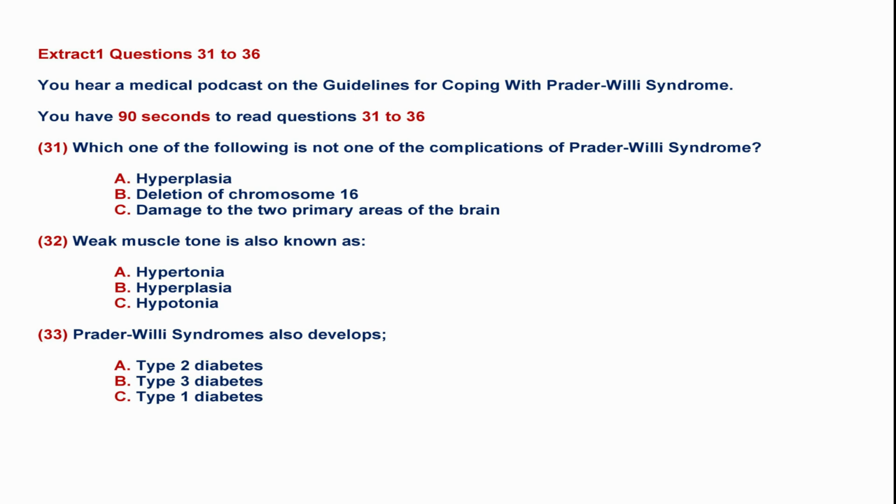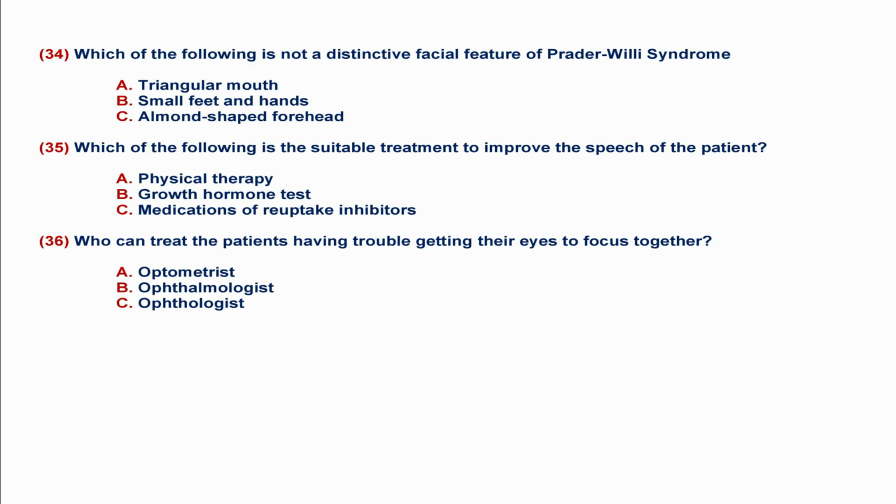Behavioral problems are very common, such as stubbornness, temper outbursts, and compulsive behavior. Sleep abnormalities can also be seen in the patients. Distinctive facial features such as almond-shaped eyes, triangular mouth, and a narrow forehead. Shortened height, small feet and hands. Patients even have light-colored hair and unusually fair skin. Male as well as female patients will have underdeveloped genitals, delayed or incomplete puberty, and infertility is also common.